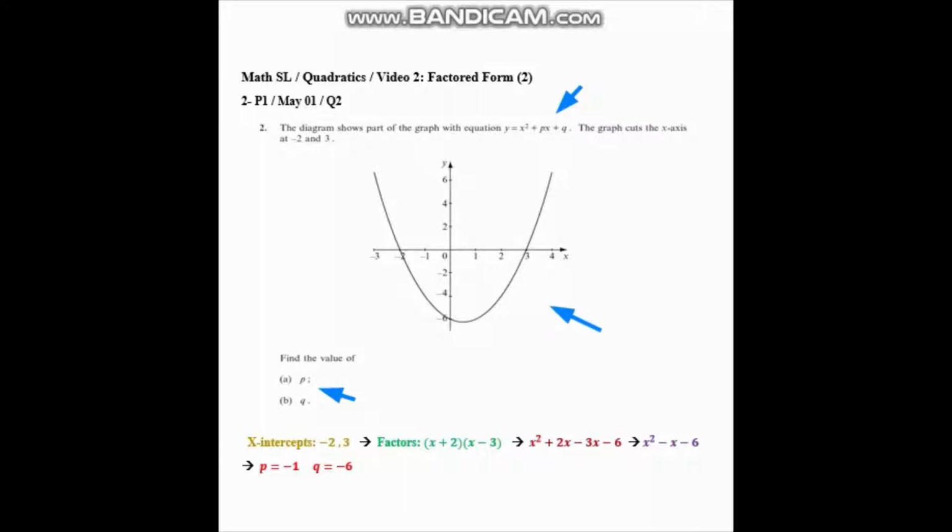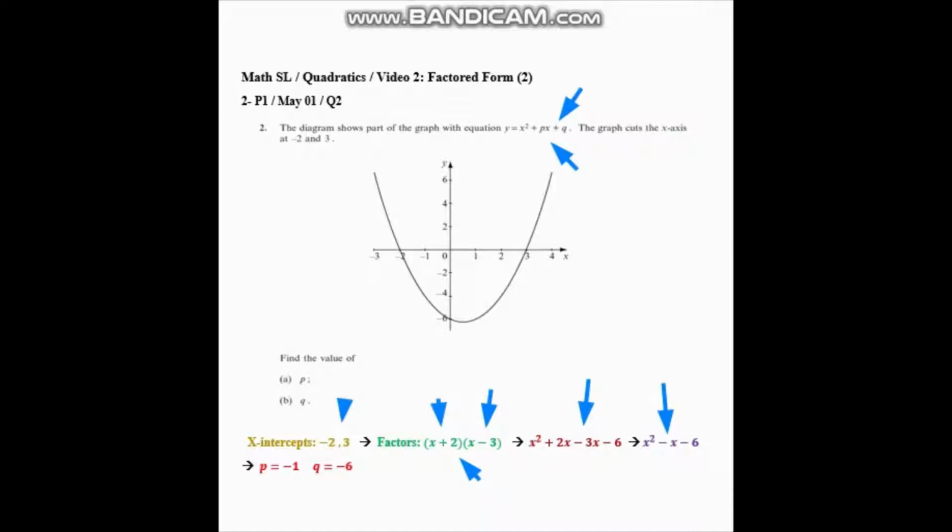So I observe that the x-intercepts lie at -2 and 3. So if the x-intercepts are -2 and 3, then the factors are x minus -2, which is x plus 2, and x minus 3. So these are the factors of this equation right there. So I can just expand the factors to obtain a quadratic equation similar in form to the one given in the question. I shall expand these two brackets, obtaining this red equation right there, simplifying this equation to obtain the purple expression right there.